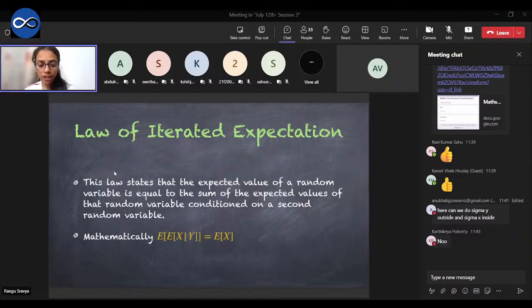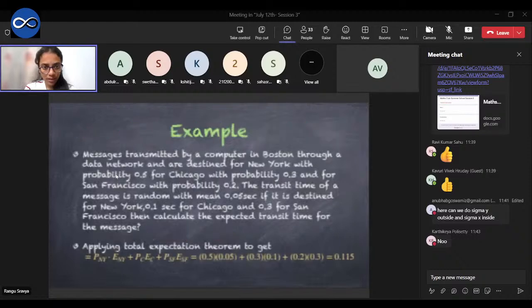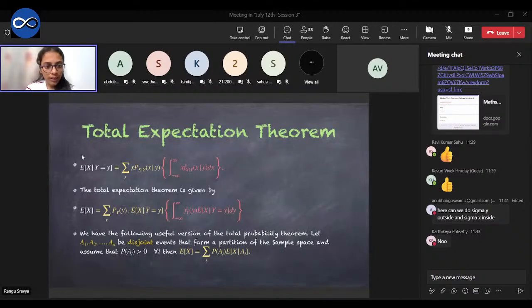So here E of g of y is there. So sigma g of y into py of y. Here g of y is nothing but E of x given y. So what we get is something like this. It will be E of x given y into py of y sigma. Just we are applying for E of g of y, which is E of x given y.